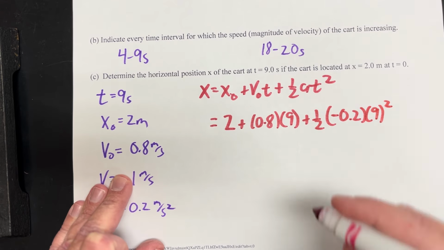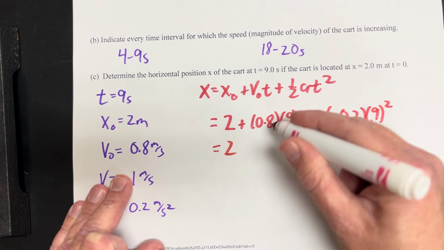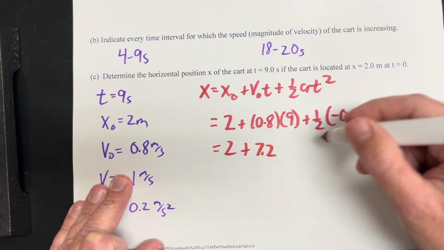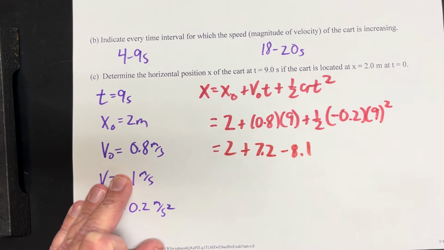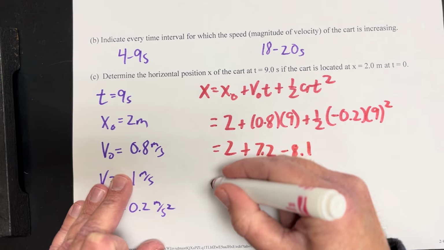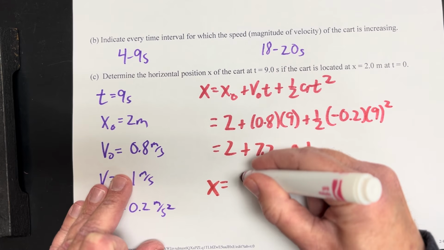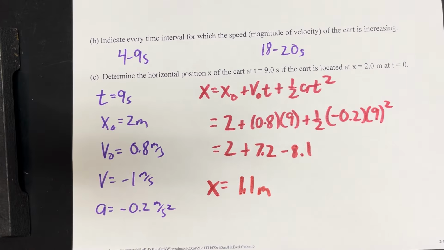And don't forget to square that. So we start to solve this. We get 2 plus 7.2 minus 8.1 there. And then we clean all this up. Our final position is going to be 9.2 minus 8.1, so 1.1 meters.